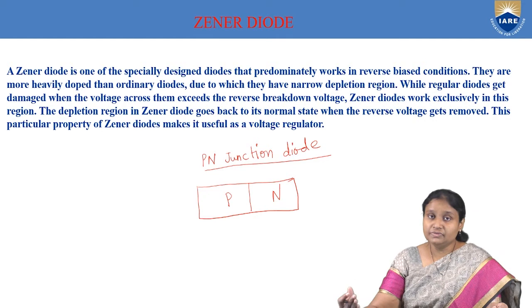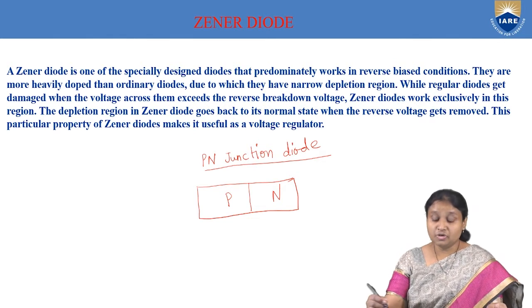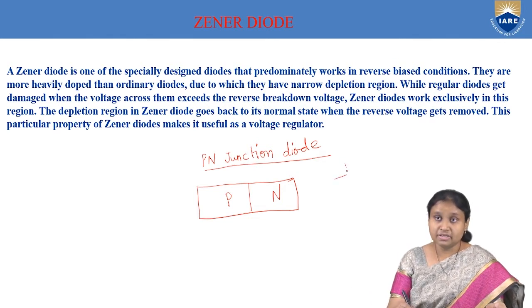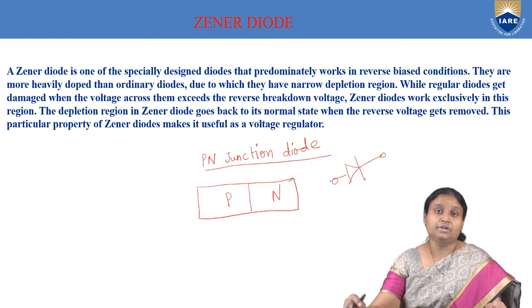And what is the other name for this PN junction? This PN junction is also called a junction diode. Generally, the symbol of a junction diode is represented by a triangle followed by a vertical line. So this is the symbol of a diode.